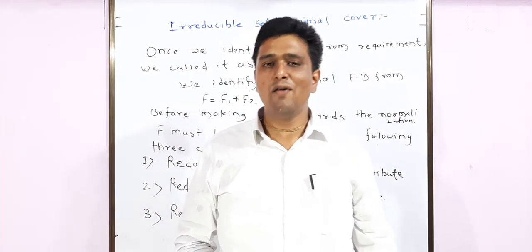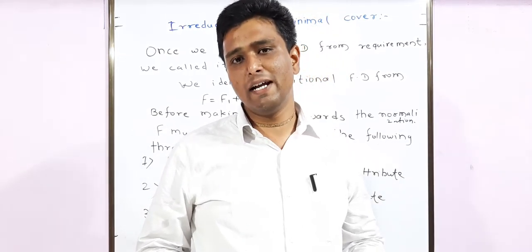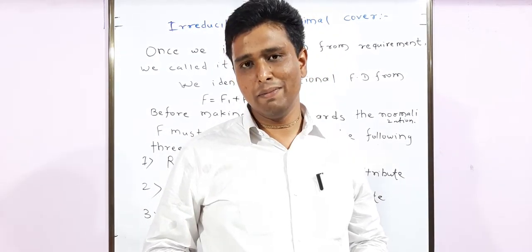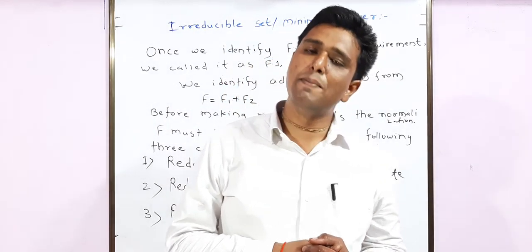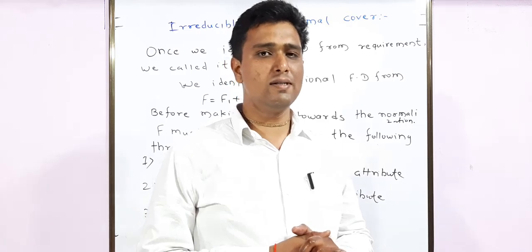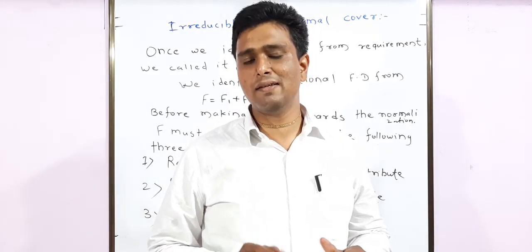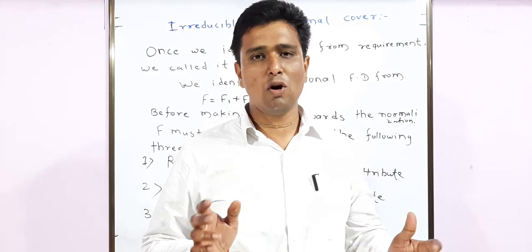Hello everyone, now we will study the irreducible set of attributes, or you can say the minimal cover, or you can say the standard form of attribute. So we have functional dependencies. Let's say we have 5 functional dependencies. So we will do some things to make it minimum, that is called as minimal cover.